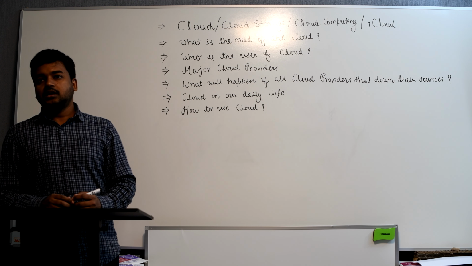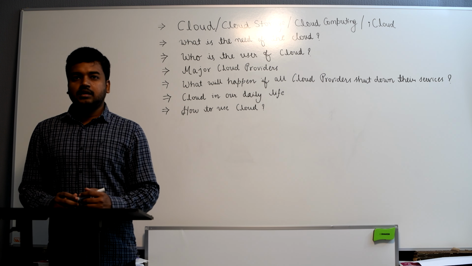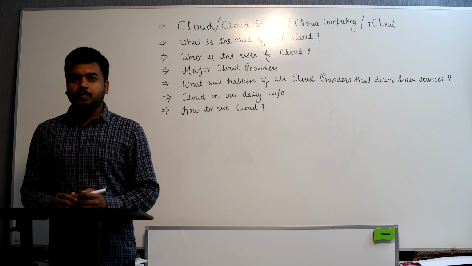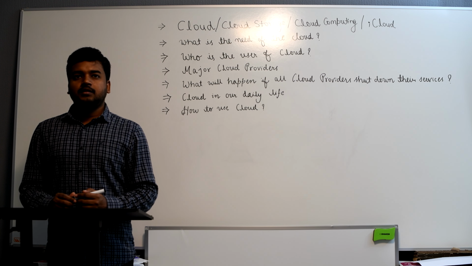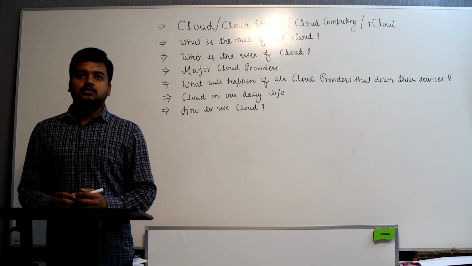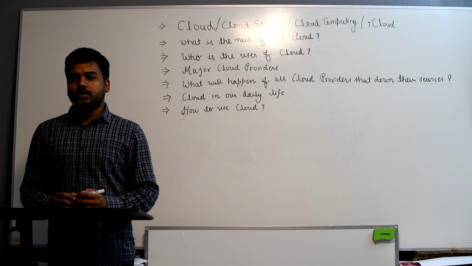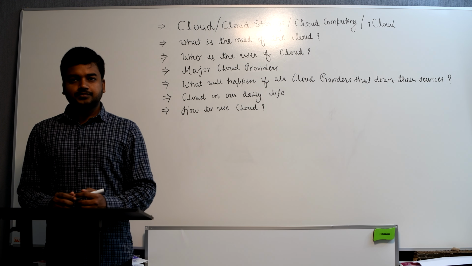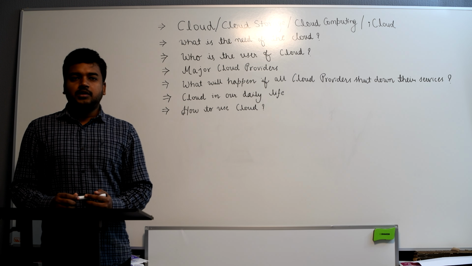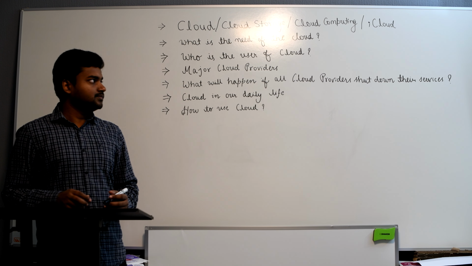Major cloud providers. The leader is AWS. Second, Google Cloud Platform, GCP, and Microsoft Azure. Then IBM Cloud, Tencent, Alibaba Cloud. There are so many, more than 25. Then DigitalOcean. So many cloud providers are there, but the leader is AWS. It's a bit expensive, but it has a lot of services, more than 140 services it offers.